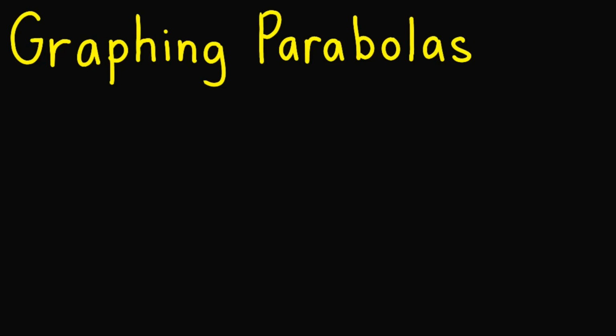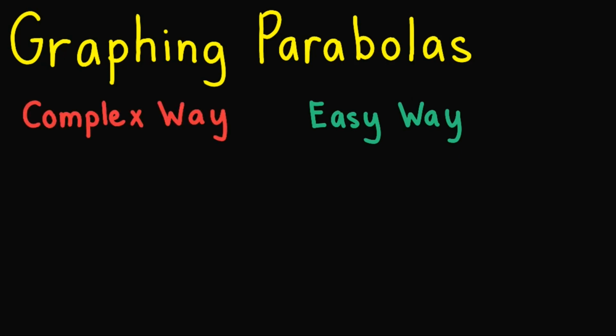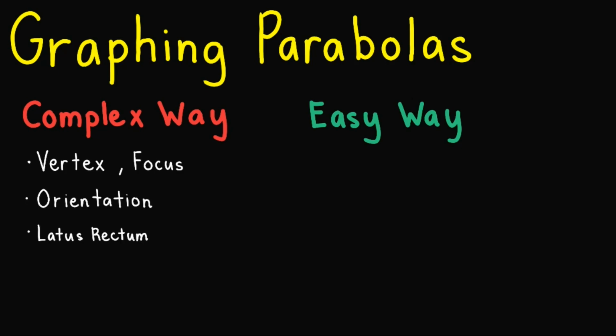Hi there. In this video, we'll learn how to graph parabolas the easy way. But first, how do we do it the complex way or the hard way? Well, we start by finding the vertex, focus, the orientation, latus rectum, axis of symmetry, and the directrix. The advantage of this one though is that the graph becomes more accurate.